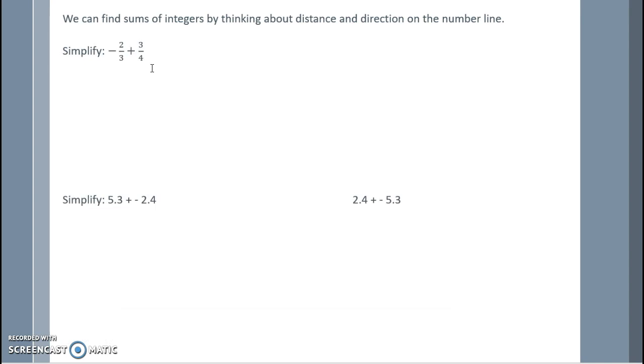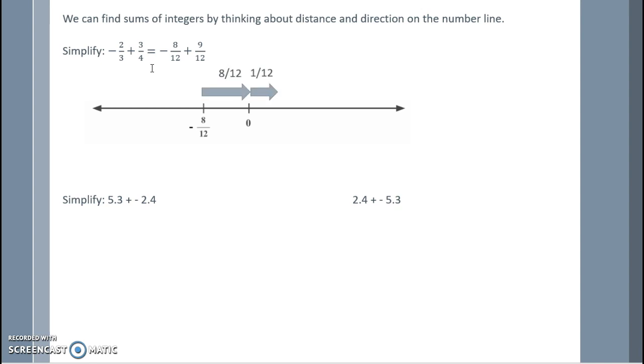We can find sums of rational numbers, still thinking of their distances, but what if our denominators are not the same? Well, we know that we need to make them the same regardless. They need to have the same unit that we're talking about. So negative 2/3 plus 3/4 is the same as negative 8/12 plus 9/12. So we'll start at negative 8/12. We need to add 9/12 more. So to get from negative 8/12 to 0, we're moving in the positive direction, 8/12 of a space, but we need to go one more 12th to get to 9/12. So our final answer is 1/12.